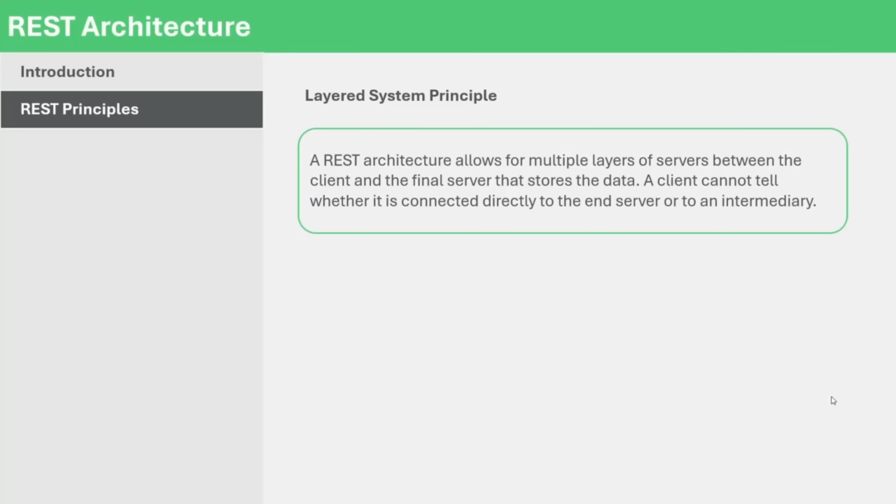So for example, let's say we have a client and we have a server where our web API is hosted. So when a client sends a request to the API, the request might first hit a load balancer, which then routes it to one of the several application servers. That application server then might communicate with a separate database server. So the client is unaware of this multi-layered system and it simply receives a response from the initial endpoint. And this is called a layered system.